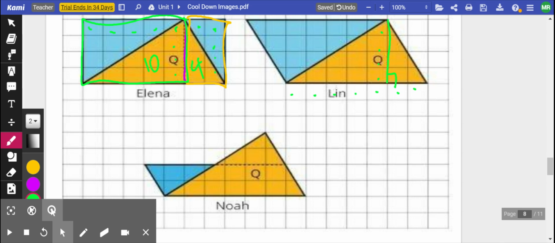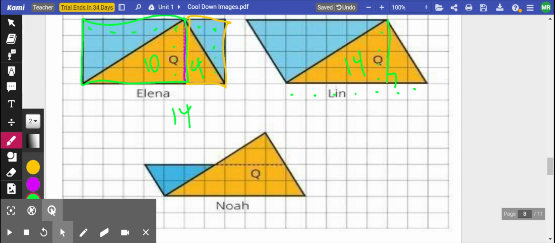So the area of the parallelogram is 28, and we can see that the orange triangle is half the size of the parallelogram. Half of 28 is 14. And so the area of Lynn's triangle is 14 by her reasoning. And Elena's is 14. 10 plus 4 is 14.